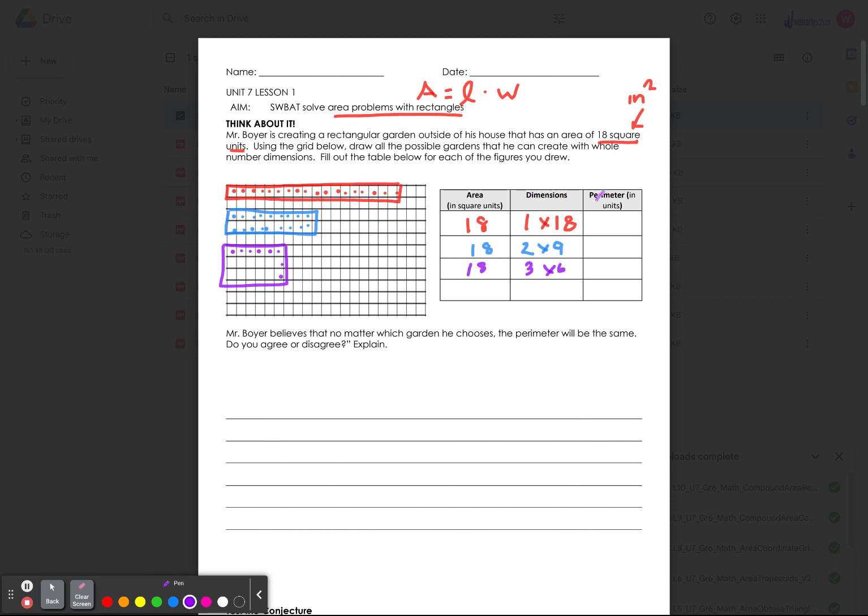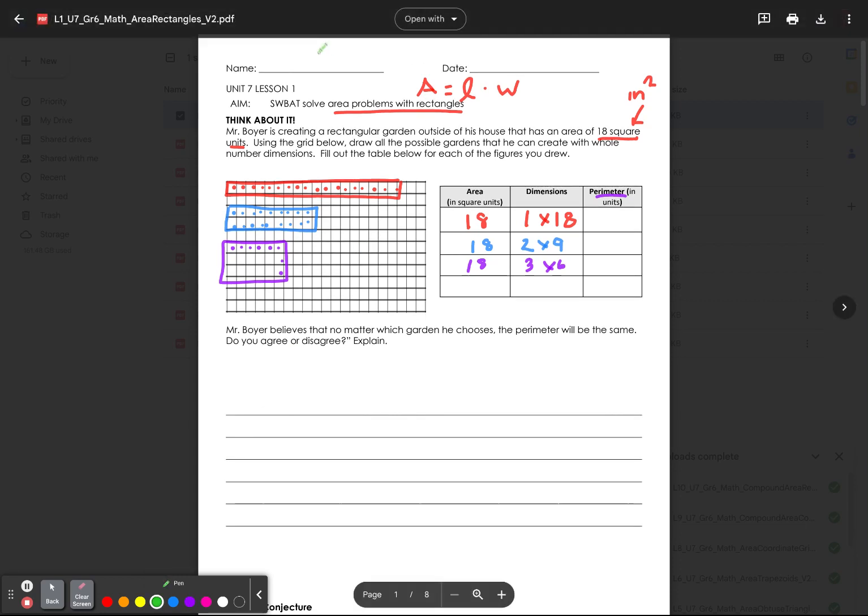Now, here we see that we're being asked to find also the perimeter. What is perimeter? Please write this in your composition notebooks as well. Perimeter is adding all the sides of our figure. So if we add all the sides of a figure, that's going to give us our perimeter. So we would add all the sides when we're finding the perimeter.